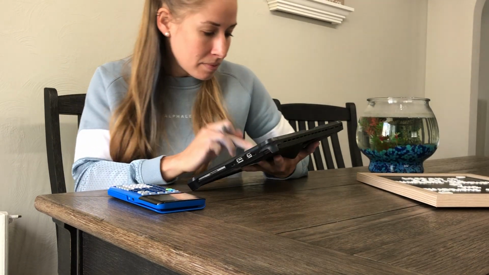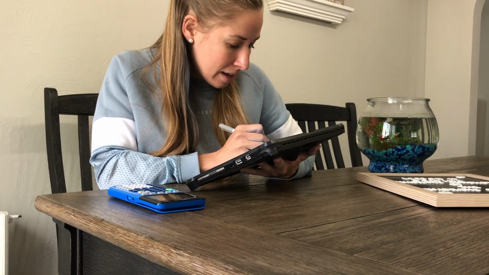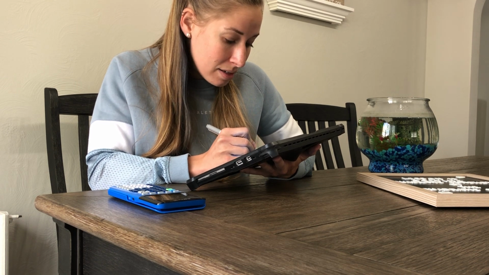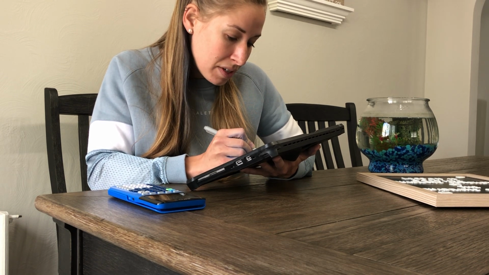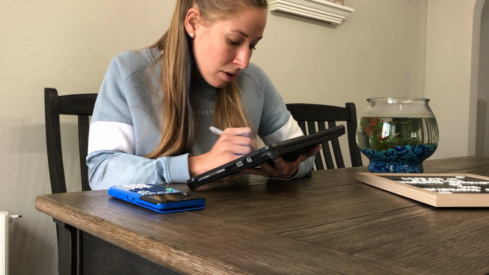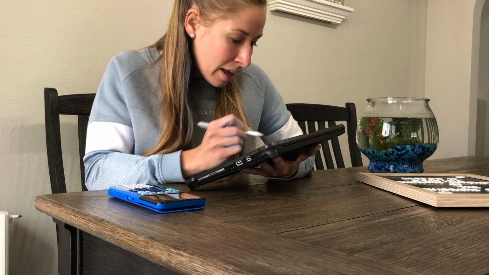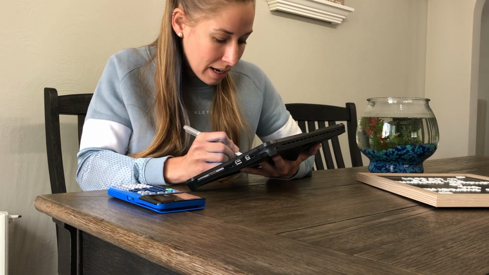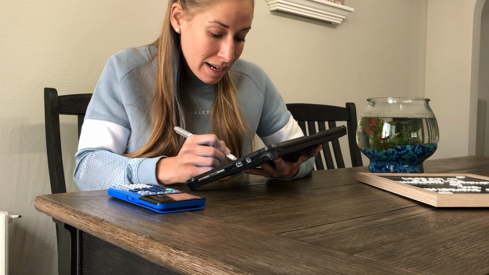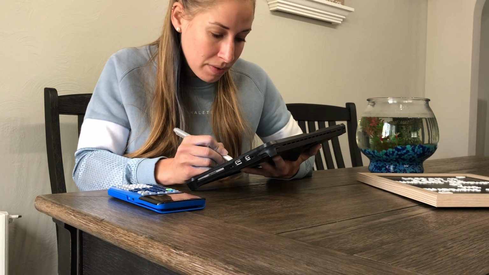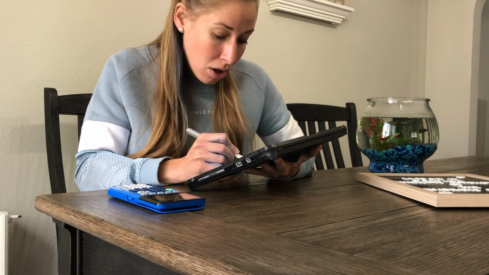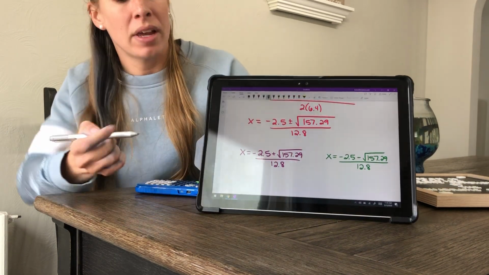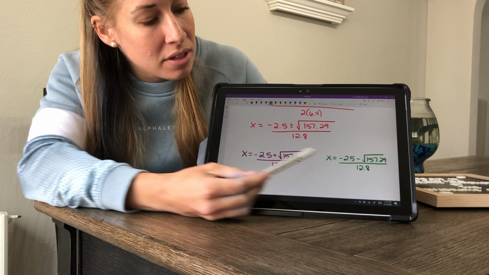So we've got x equals negative 2.5 plus the square root of 157.29, all divided by 12.8. And we have x equals negative 2.5 minus the square root of 157.29, all divided by 12.8. I put them in two different colors. Okay, so this is just the positive version, this is the negative.